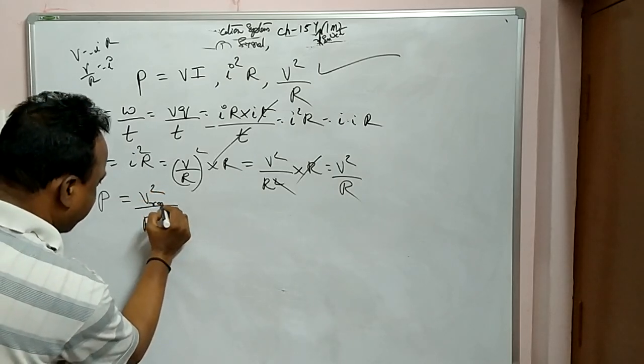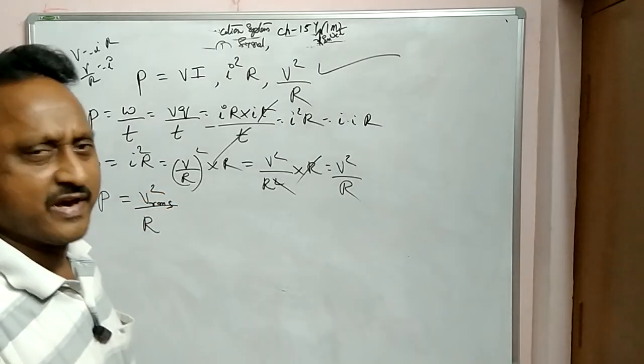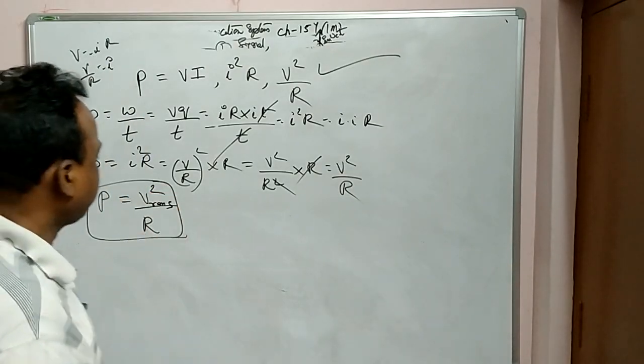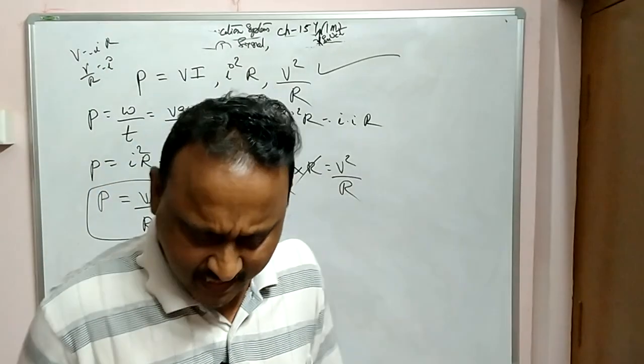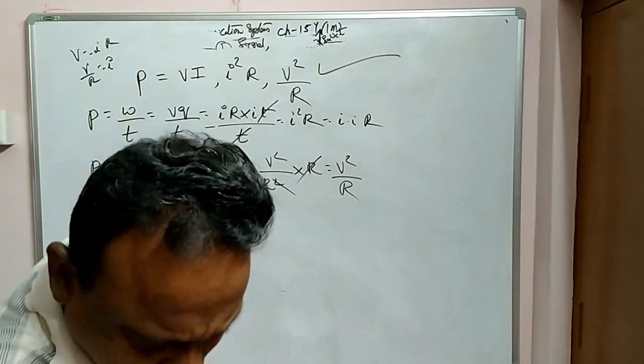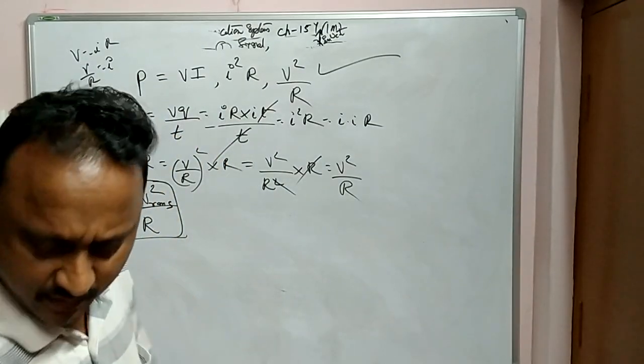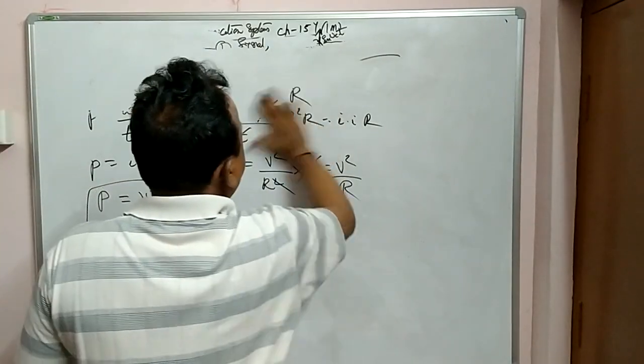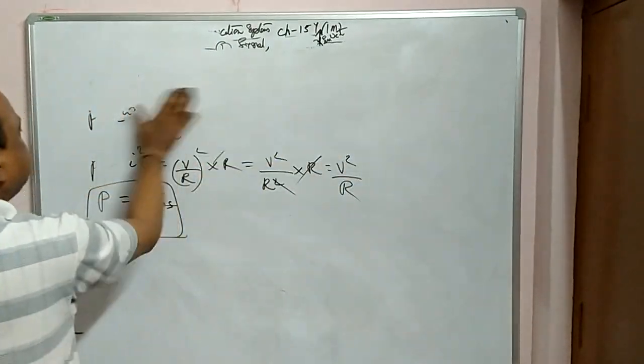Here V is V RMS, root mean square value. V RMS by R, where R is resistance and V is RMS. Sometimes this is also written in this fashion. Please note down, I will give another formula also. Sometimes the power formula is also written in this way.